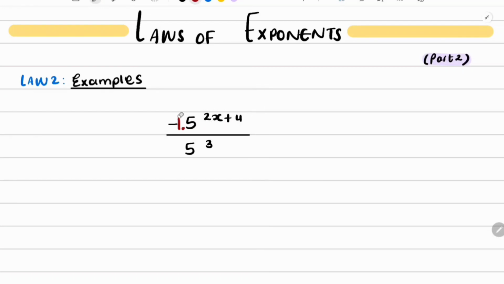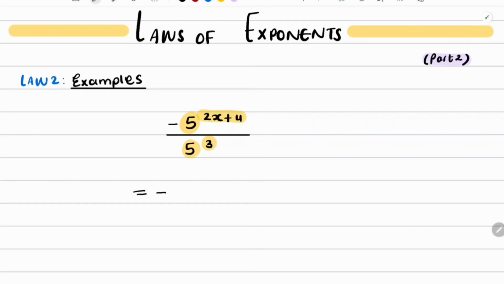So how we would work with this is we need to work with the coefficient separately. We're really just looking at this like this. We're saying the negative 1 divided by that positive invisible 1 there, and that will still give us a negative, okay? It's really negative 1, but we're not going to put the 1 there. Then we have the two things that have the same bases, the 5 to the power of 2x plus 4 being divided by 5 to the power of 3.